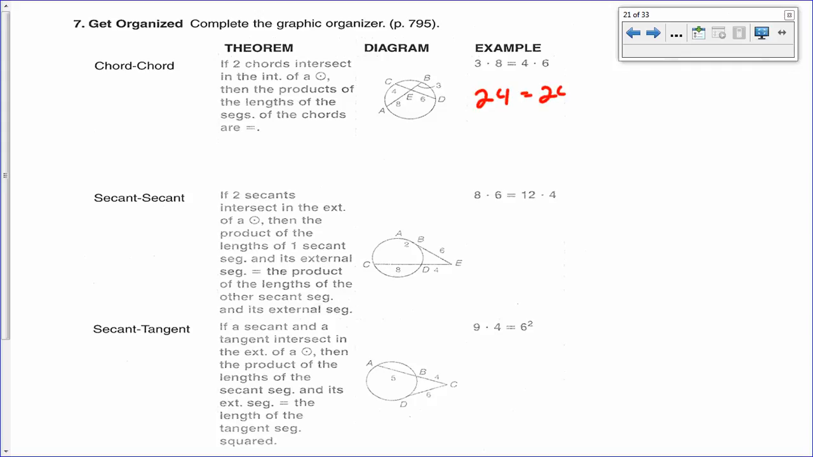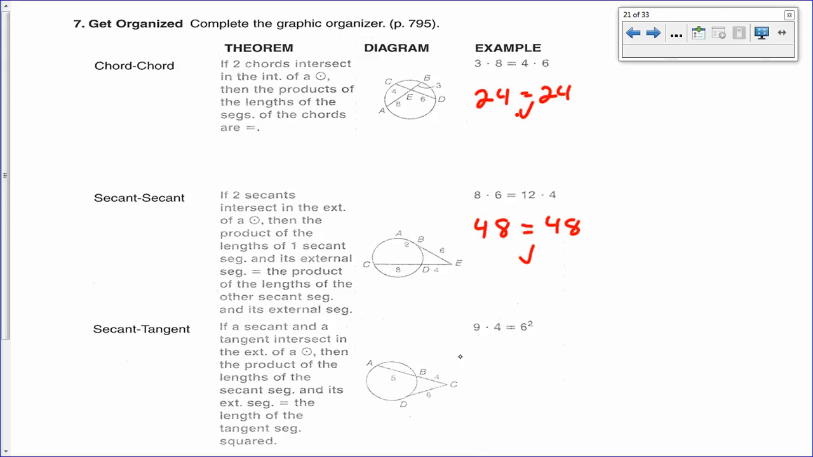24 equals 24. That's a check. All right. 8 times 6, because the whole thing is 8 and the outside is 6. So that's 48. And then the whole thing is 12 and the outside is 4. So 12 times 4, which is 48. You could see how that works.